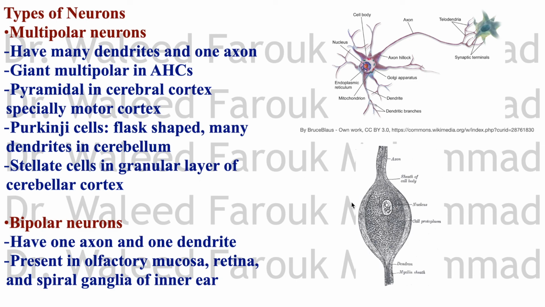Bipolar neurons, this is a bipolar neuron, meaning that from one end there's an axon and at the other end there's a dendrite, and it's present in the olfactory mucosa, in the retina, and the spiral ganglia of the inner ear. If you remember, when we studied the inner ear, we said that the cochlear nerve takes impulses from the organ of Corti and then goes to the spiral ganglia in the modiolus of the cochlea. They are made up of bipolar neurons.